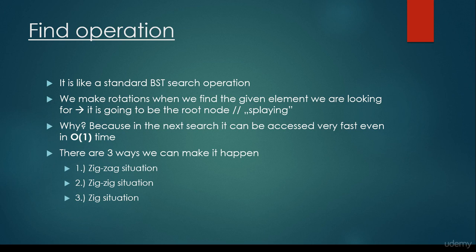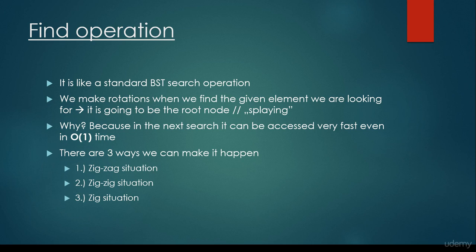In this case, we are not going to make it balanced. We make sure that the given item is going to be the root node. And basically with the help of these rotations, we are able to make sure that a given node, a given item, is going to be the root node. Why is it good? Because in the next search, it can be accessed very fast in O(1) constant time complexity.